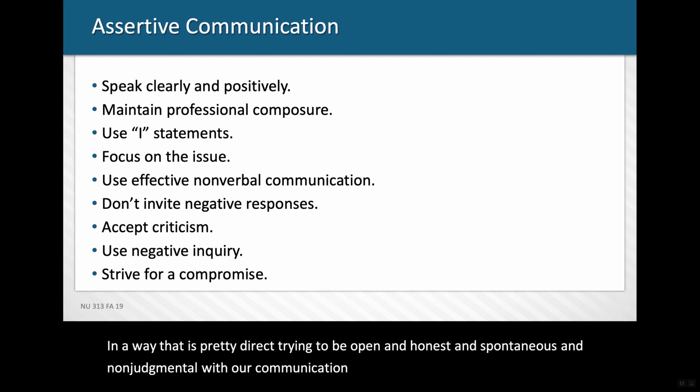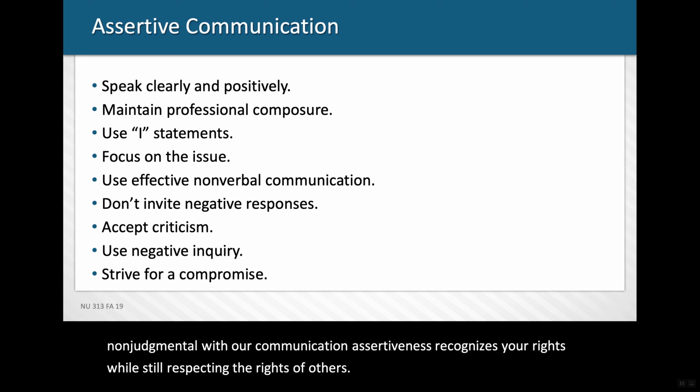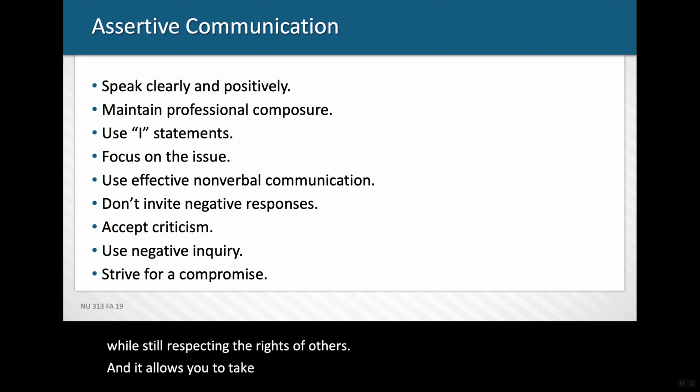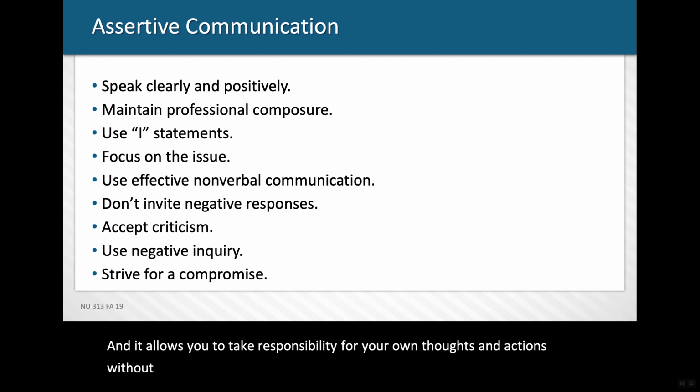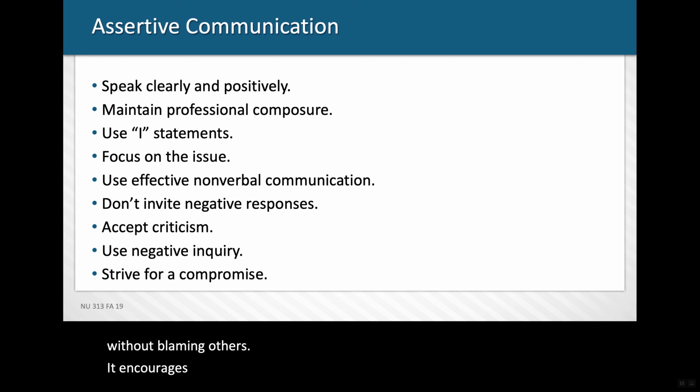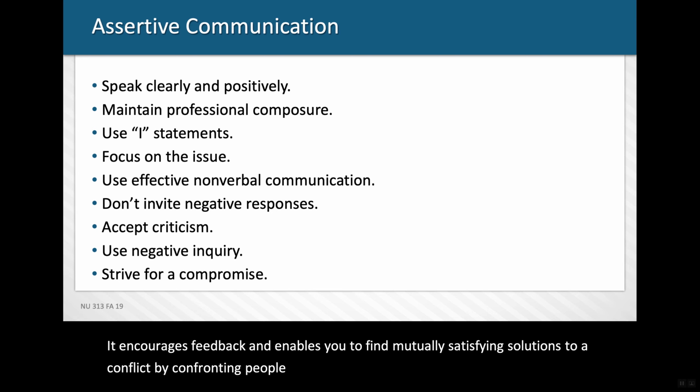Assertiveness recognizes your rights while still respecting the rights of others, and it allows you to take responsibility for your own thoughts and actions without blaming others. It encourages feedback, and it enables you to find mutually satisfying solutions to a conflict by confronting people constructively.